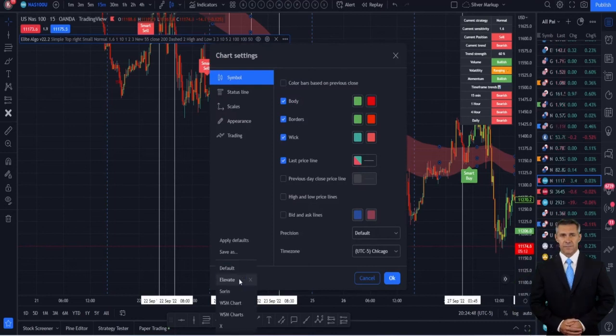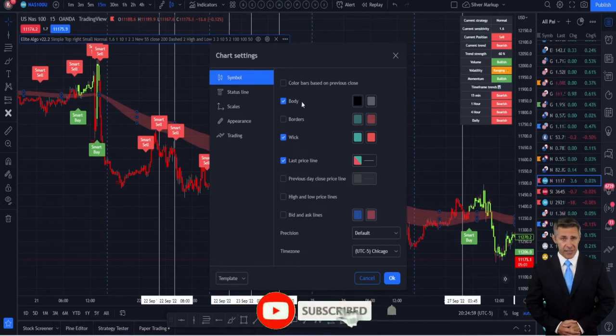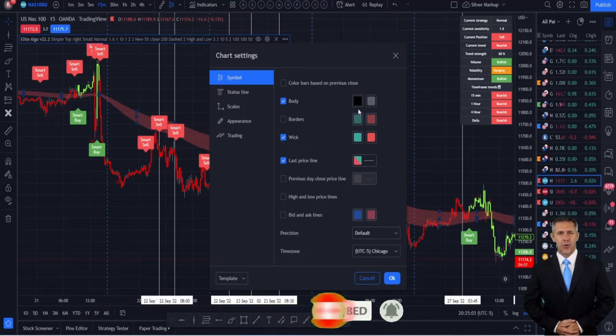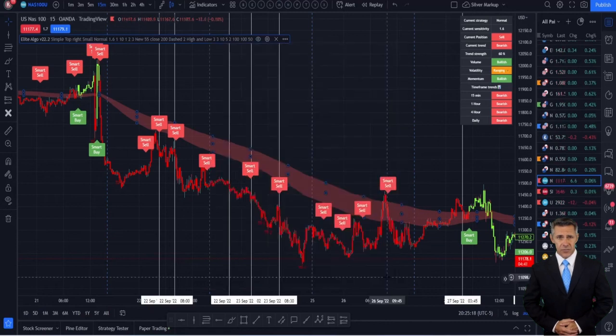What I like to do is I have a template for color bars in general for TradingView. If you need an indicator to show color better, you see on here, I take the color out of the body, and then you take off the borders. That's all you really have to do: take the color off the body and disable borders. You can leave the wicks how you like them and continue off of that.